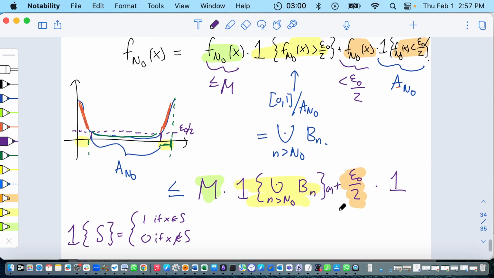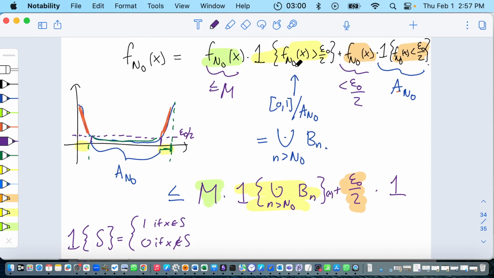Okay, and I guess I'm using it a little bit wishy-washy. This one should say 1 indicator fn naught of x. There should be x such that this, and then it should be of x, but hopefully you get it. Yeah. Can you go over the picture again? Yes, let's go over the picture.